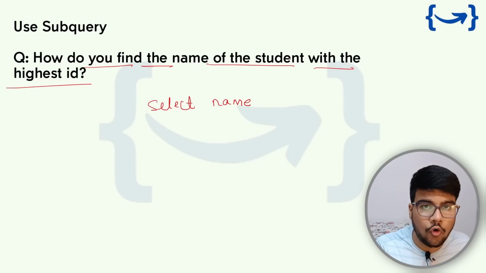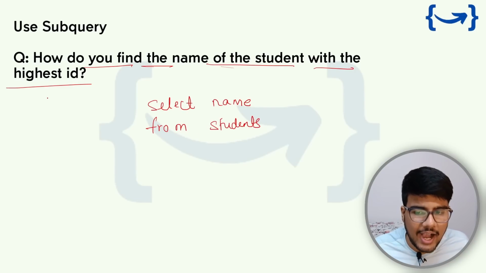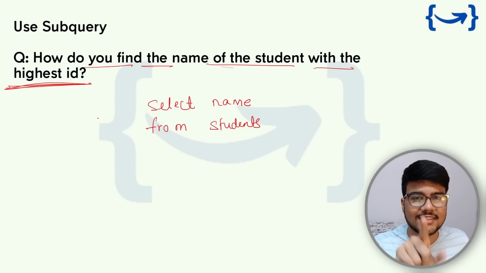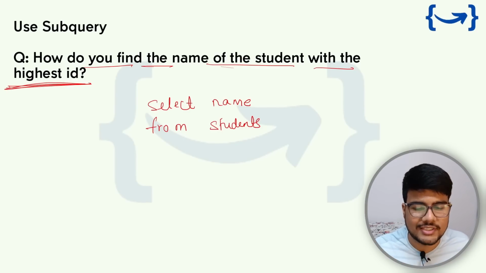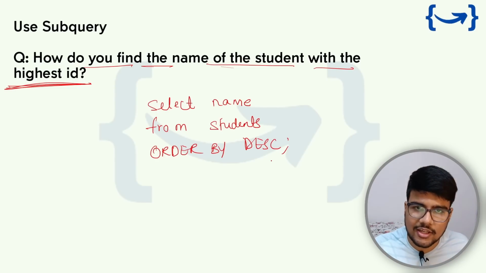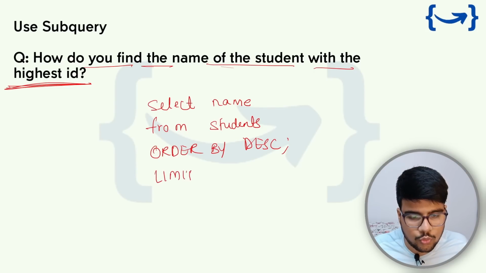Fantastic. Now on what basis? From the students table, so please get me the name from the students table. On what basis? On the highest ID. And how will you find the highest ID? Yes, sort it in descending order. So I will use the ORDER BY operation here: ORDER BY, please sort my list as per DESC. And what I need to do next is just put the limit equivalent to 1.